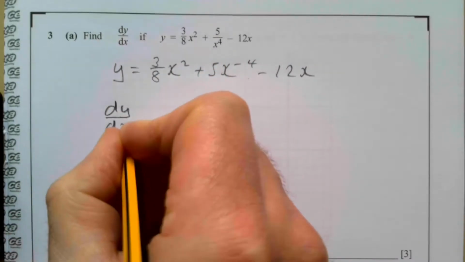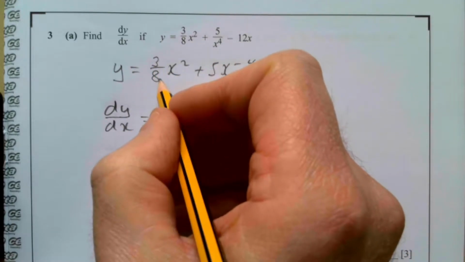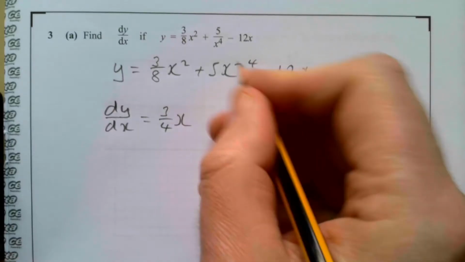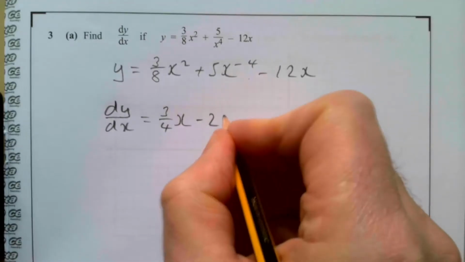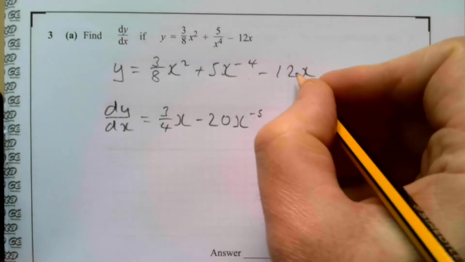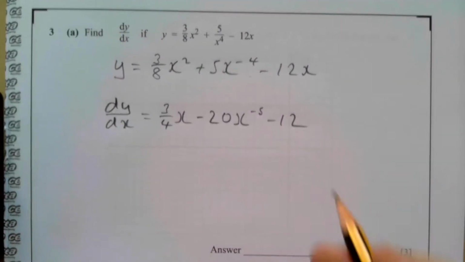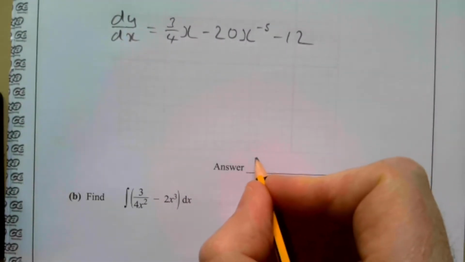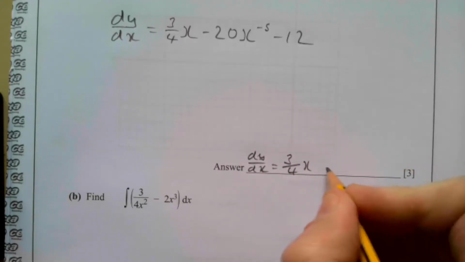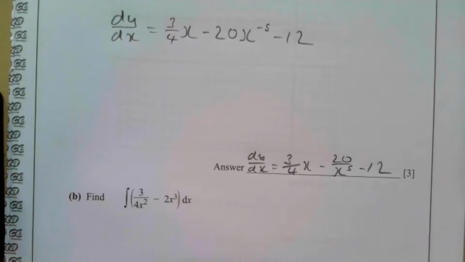That's going to give me dy by dx. Take away 1 from the power and multiply by the whole power. So that's going to give me 6 over 8, which would be 3/4 x. The minus 4 times the 5 is going to give me minus 20, and then take away 1 from the power, x to the minus 5, and then differentiating this gives me minus 12. That does give you full marks according to the mark scheme. Some people like to bring this back down to the bottom again, and our answer would be dy by dx equals 3/4 x minus 20 over x to the 5 minus 12, and both of those are fine.